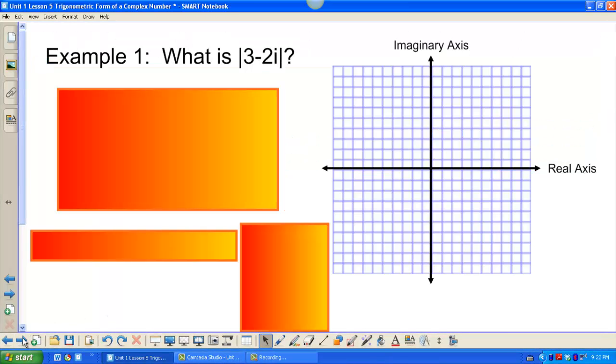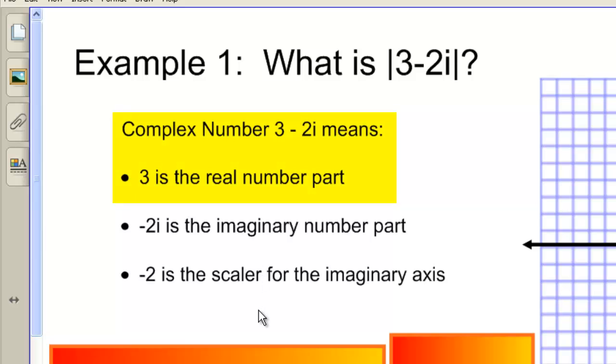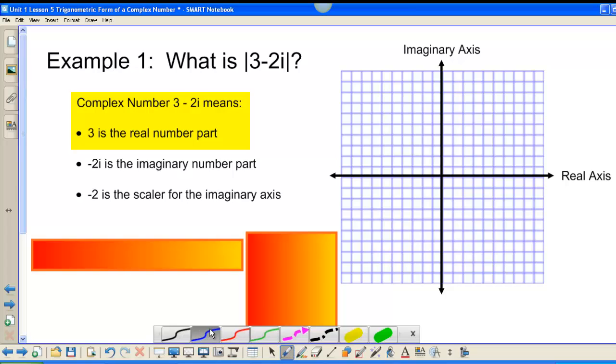So let's review. Ultimately, in example 1, I want to know what the absolute value is of 3 minus 2i. But let's review what a complex number is. A complex number has two parts. 3 is the real number part. So when I go to graph the real number part, I'm going to go 3 units on the real axis.